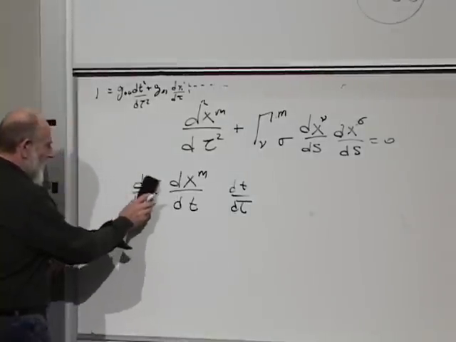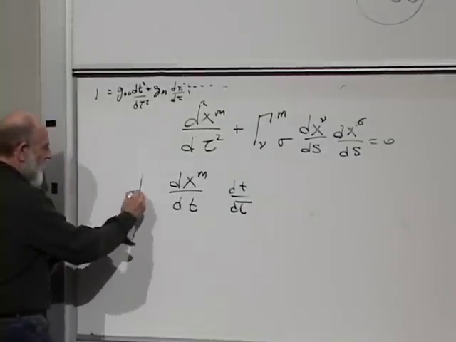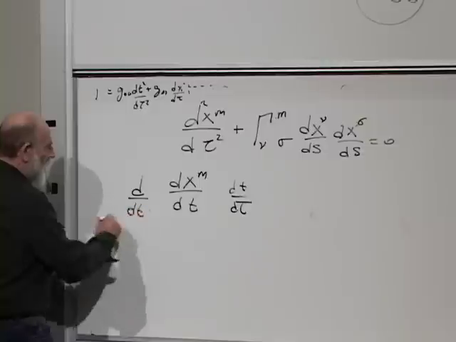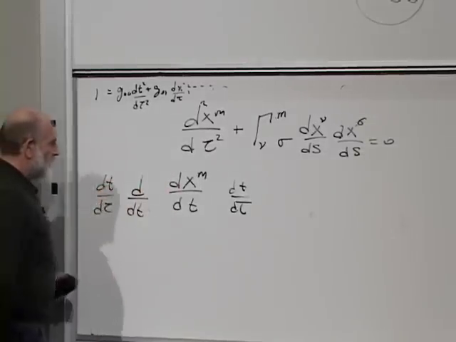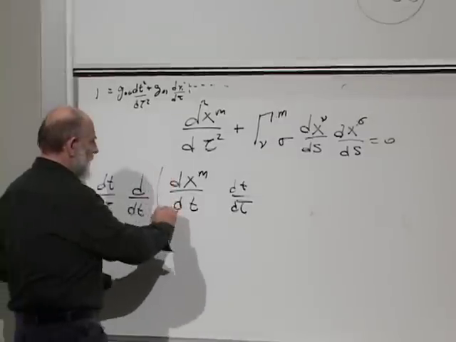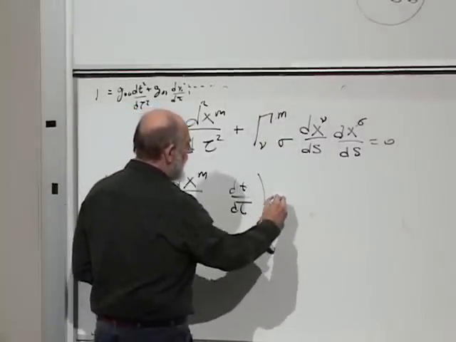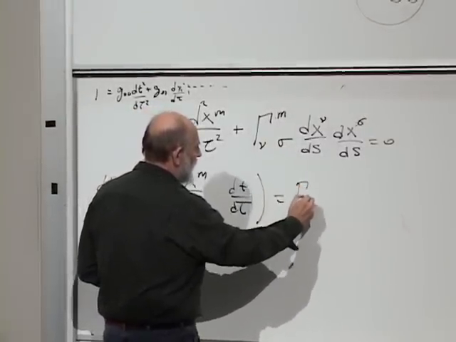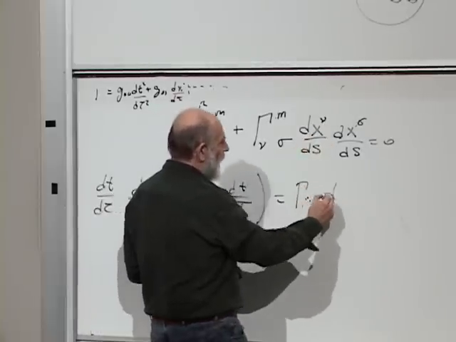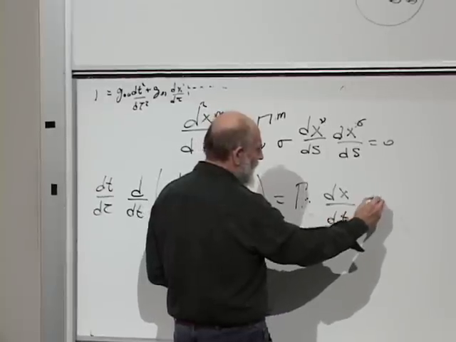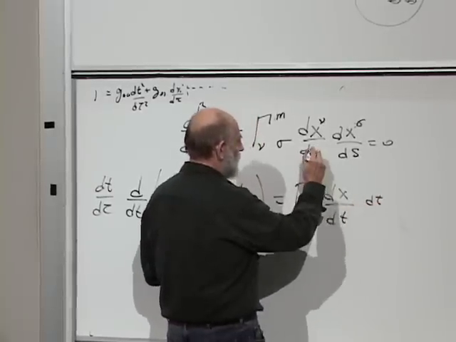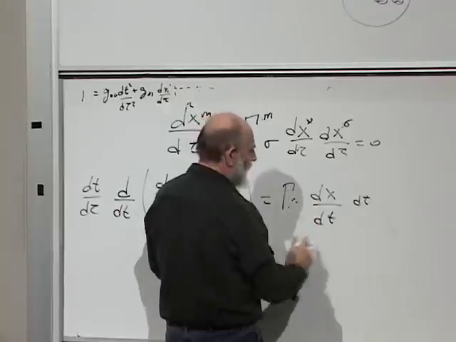And then we do the same thing again. d by d tau is d by dt times dt by d tau. Do the same thing here. Gamma, dot, dot, dot. And instead of writing dx by ds, we write dx by dt, dt by, this is tau, sorry, tau. I'm getting myself mixed up.